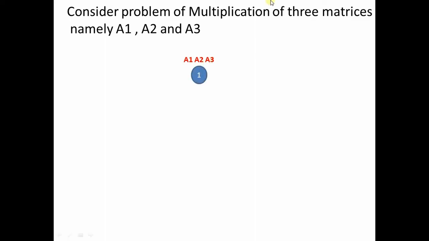Now how do we achieve this? Either you can multiply A1 and A2 and to the resultant matrix A1A2 you can multiply A3. This is one option. Or the second option is you can multiply A2 and A3, and then to the resultant matrix, that is A2A3, you can multiply A1. So ultimately you have two options. One, you multiply A2 A3, and to this resultant matrix you multiply A1. I will call it node 2. Second option is you multiply A1 A2, and to this resultant matrix you multiply A3. I will call it node 3.